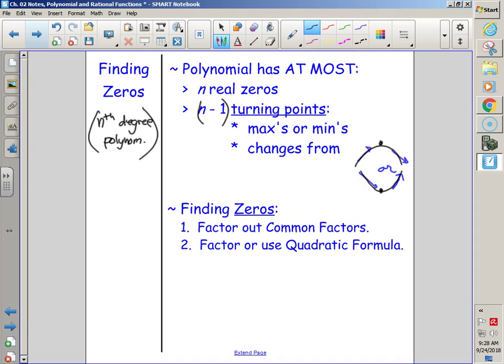And at most, n minus 1 turning points. A parabola, 2 minus 1, can only have 1 turning point. A cubic, 3 minus 1, can only have 2 turning points, etc., etc.